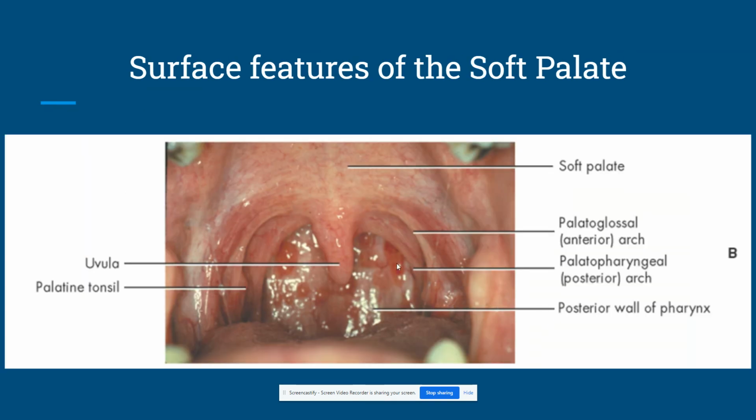Okay, and here is a surface of the soft palate. As you know, there's a lot of different tissue here, but I just want you to know here is our tonsil. Okay, so here's our uvula. And like I said, the isthmus of fauces is just a fancy word for our palatine tonsils.